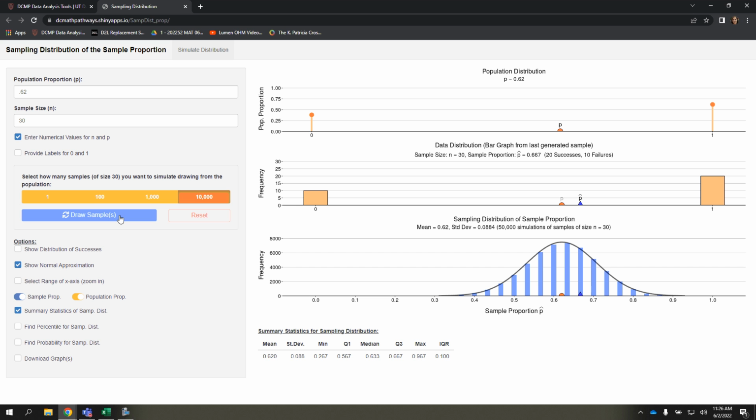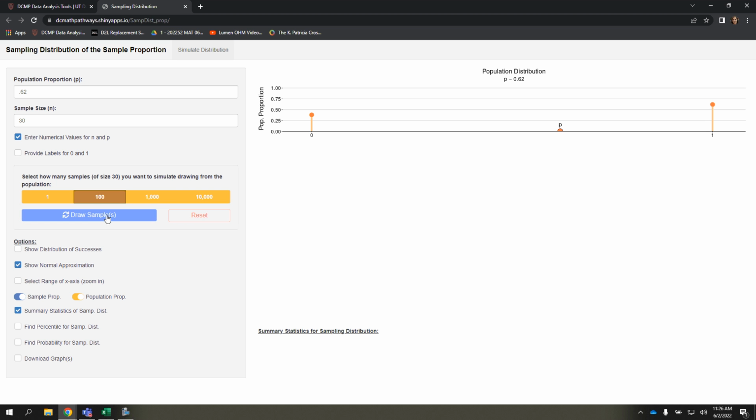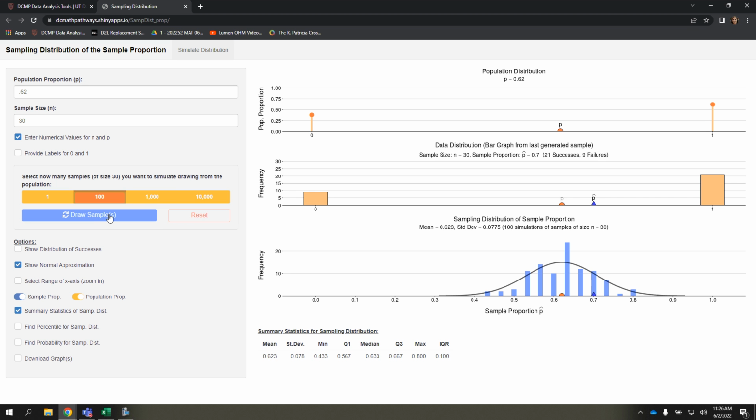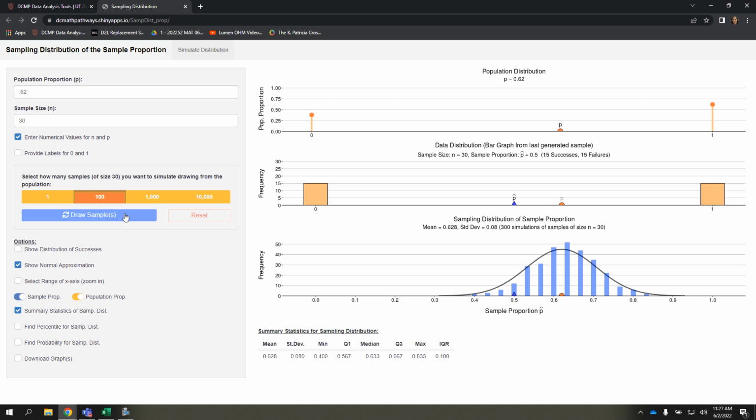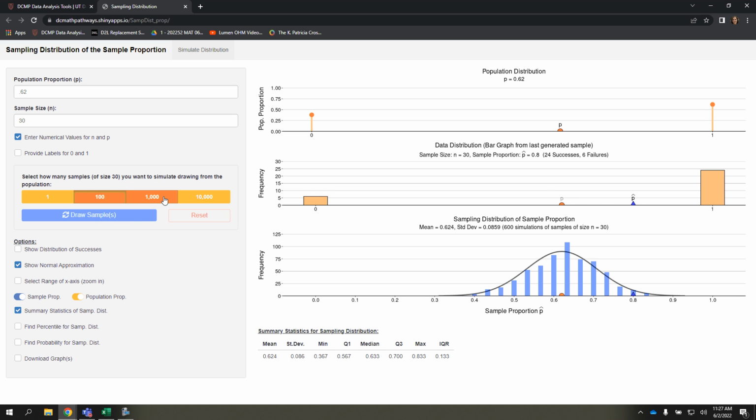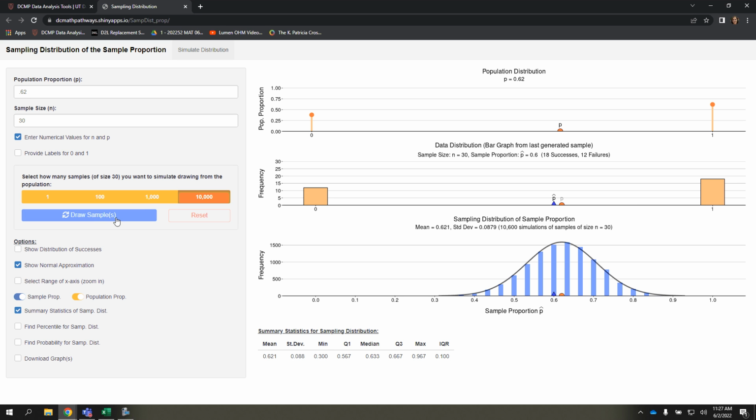So if it's not exact, it's going to round to roughly that number, especially if you're taking 10,000 samples. You're more likely to see that variation if you only took 1 or 100 samples. So in this situation, 0.623, slightly higher than our population proportion. Again, just trying to help you visualize what's happening. So the more samples that you take, the closer you get to the approximate normal distribution.